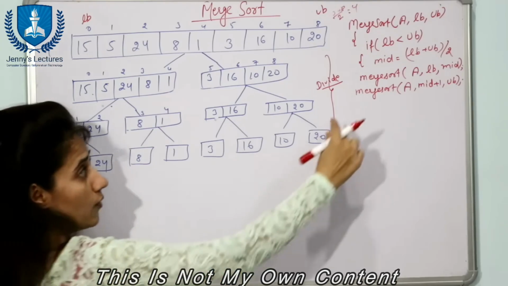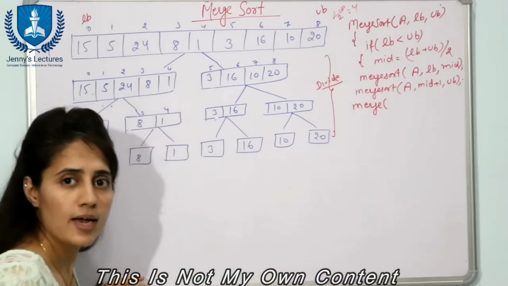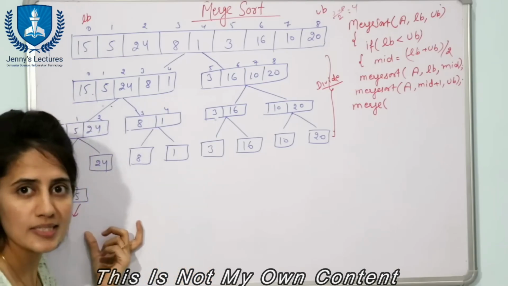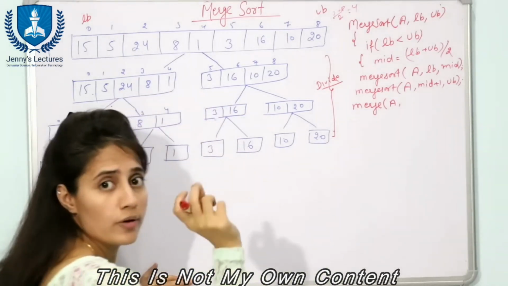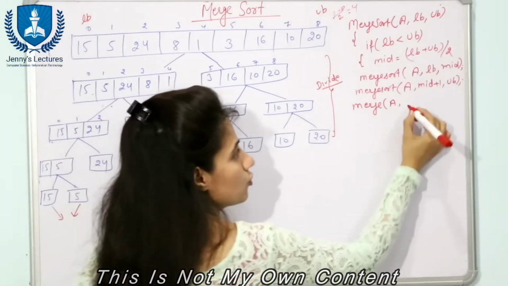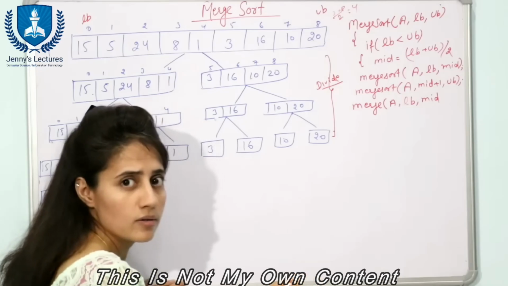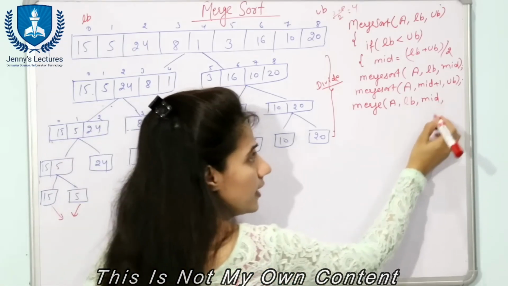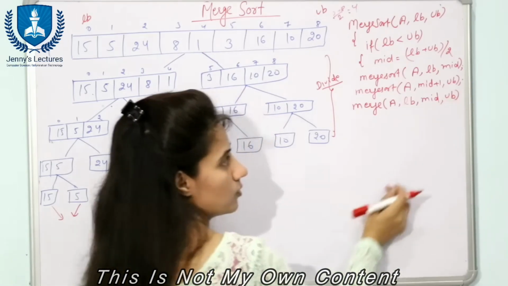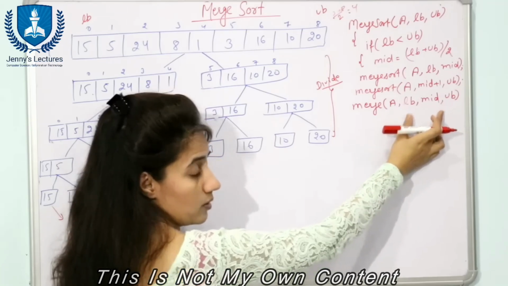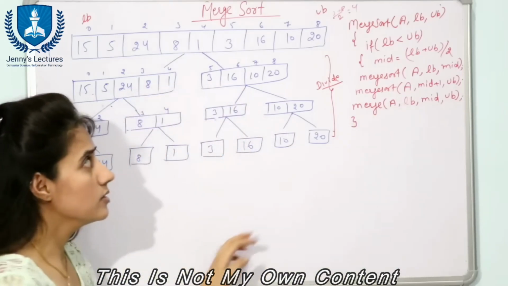Fine. So after this merge sort, next is what? A method, that is merge. We are going to merge these arrays. Now in merge, in array A we are going to merge these 2 halves. One half is from lower bound to mid, and another is from mid plus 1 to upper bound. So you are just going to pass these parameters: lower bound, mid and upper bound. Fine. So this is the merge sort.